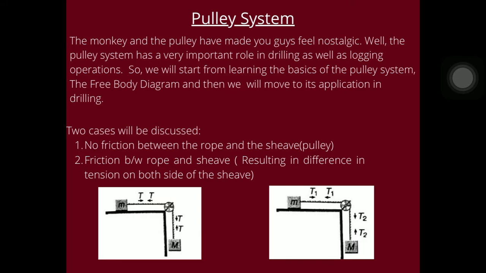In drilling operation, the traveling block and the crown block, which are responsible for lowering down and pulling up of the drill string, is nothing but a system of pulleys. While in logging, the sheaves or the pulleys are used in rig up operations for lowering down and pulling up of logging tools. So we will start from learning the basics of pulley system, drawing their free body diagrams and calculating various tensions associated with the pulleys, and then we will move to its application in drilling by deriving equations of free line load and dead line load and dynamic derrick loading, etc.